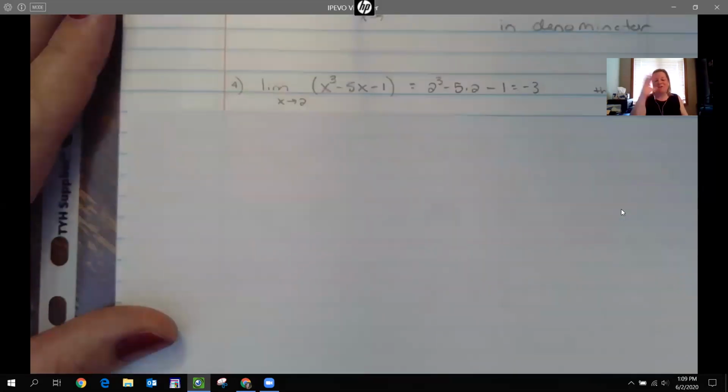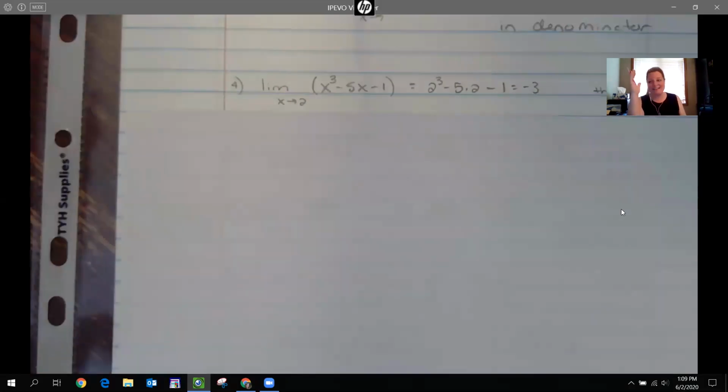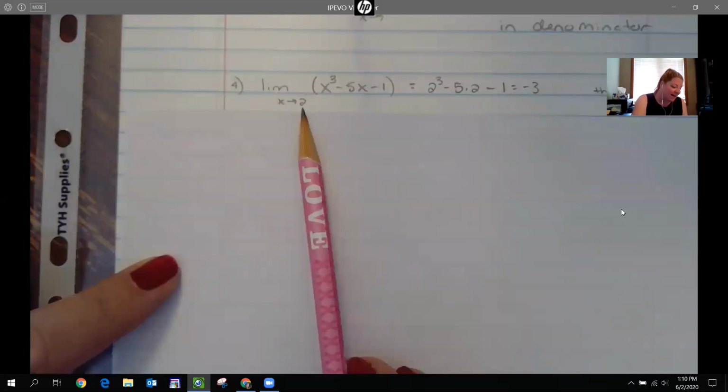So this is a huge idea. We have 3 main ideas for business calc. Limits is one of them. So what is this saying here? It's saying the limit as x approaches 2 of this function.